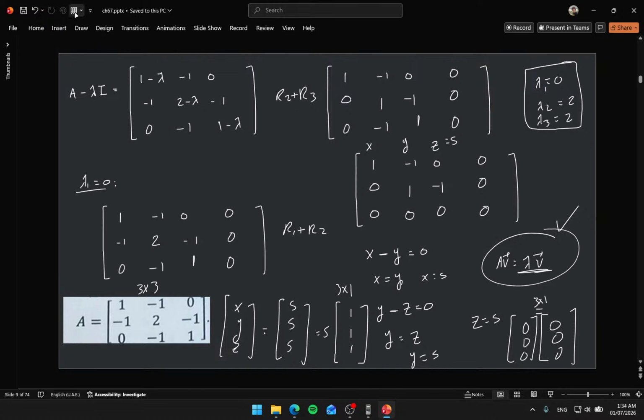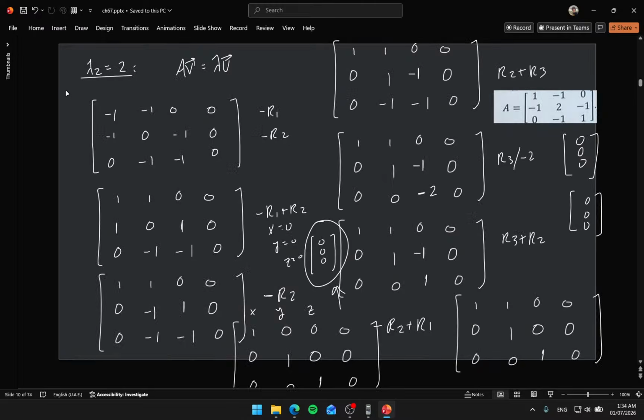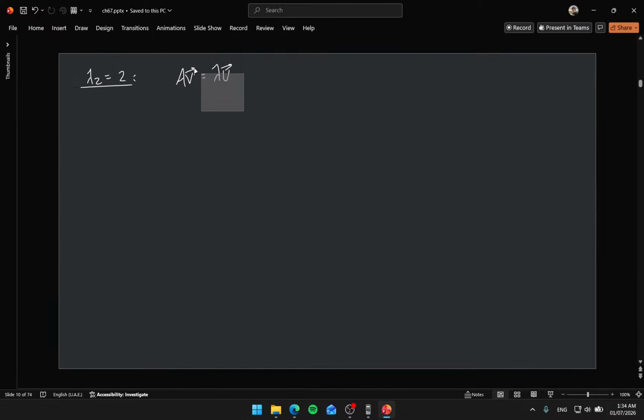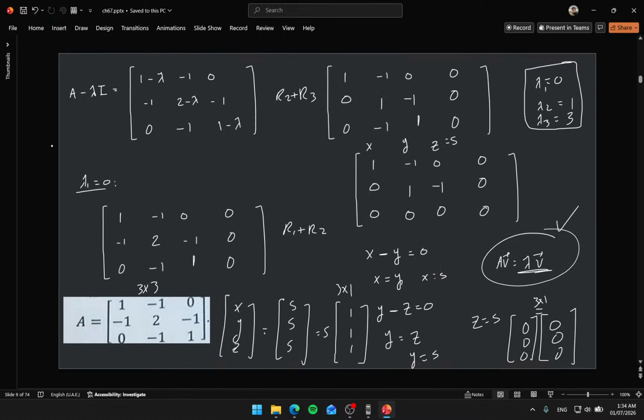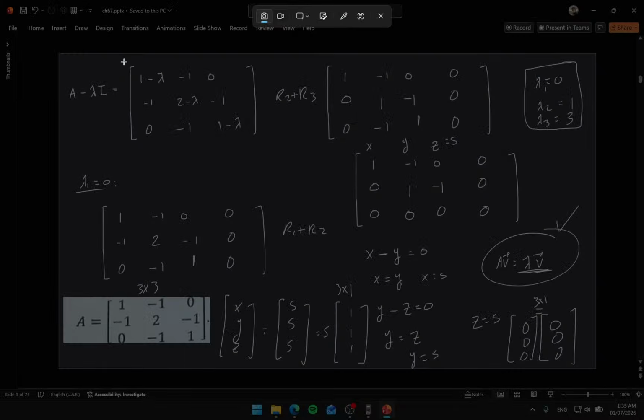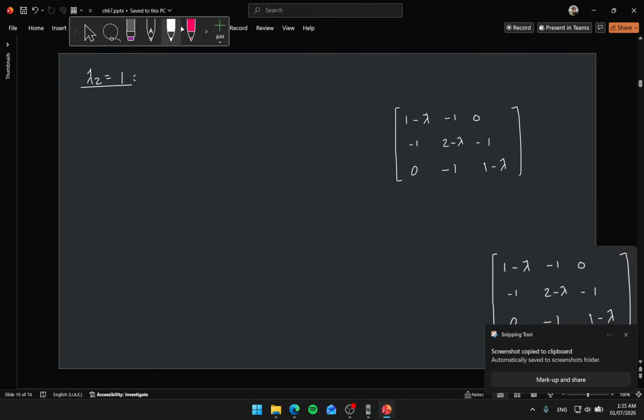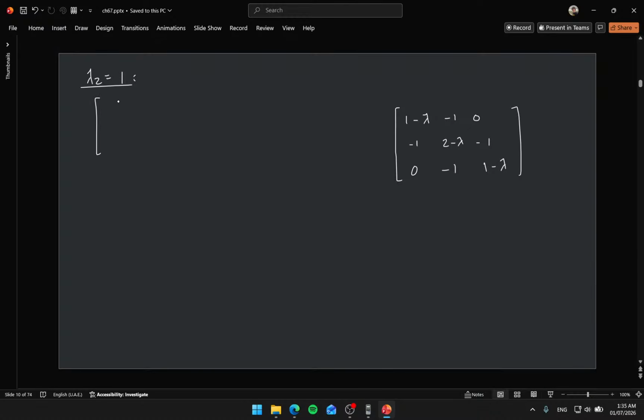So let's go down. You see, when I check the eigenvector, that's the benefit of checking. I didn't get quite the answer, you know. So that's 1. Okay, so 1 minus 1 is 0. Negative 1, 0, negative 1. 2 minus 1 is 1. Negative 1, 0, negative 1. 1 minus 1 is 0.